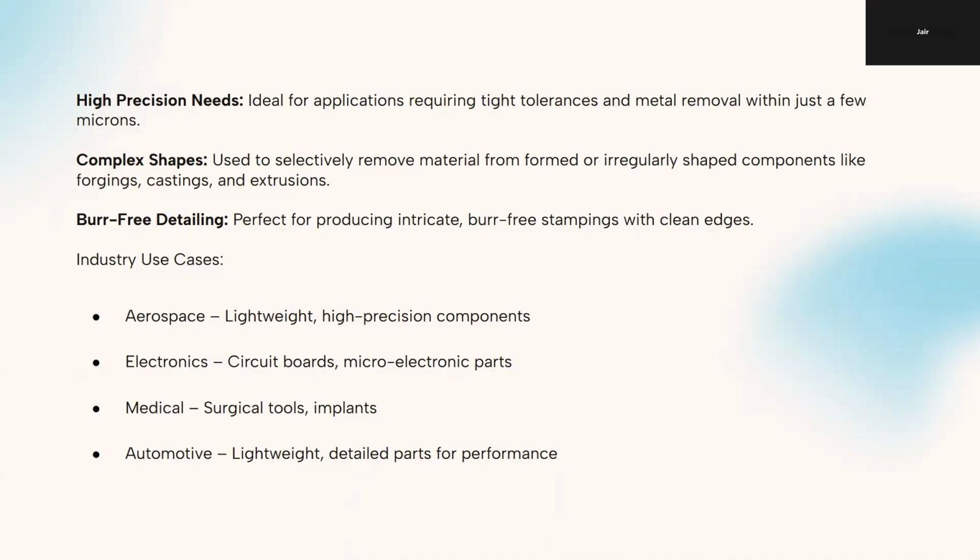How industries use chemical machining. Aerospace for lightweight, high-precision components. Electronics for circuit boards, microelectronic parts. Medical for surgical tools and implants. And automotive for lightweight, detailed parts for performance.